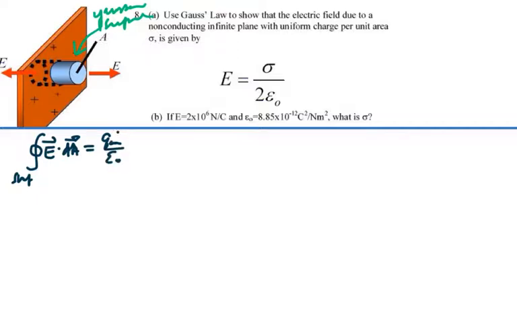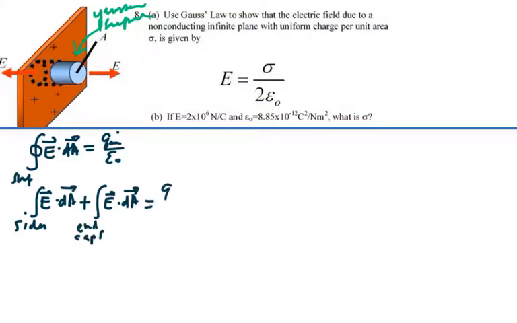And we can break up this integral into two parts. Think of the integral of E dot dA through the sides of that surface plus the integral of E dot dA through the end caps. And all that's equal to the charge enclosed over epsilon naught.